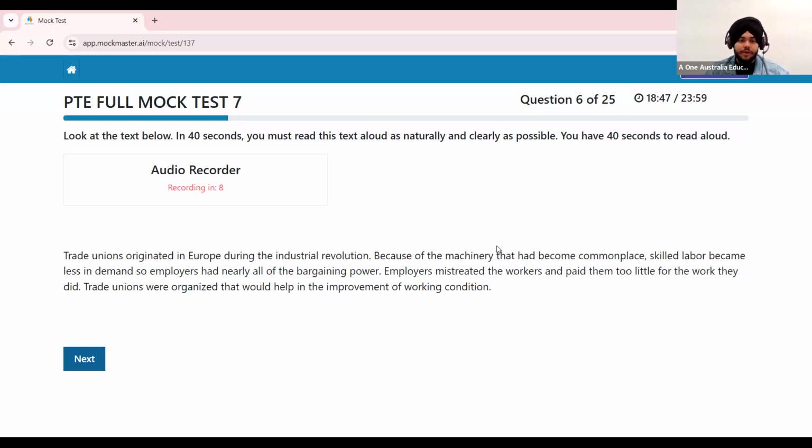Trade unions originated in Europe during the Industrial Revolution. Okay? So I want you to speak clearly. Trade unions originated in Europe during the Industrial Revolution. Because of the machinery that had become commonplace, skilled labor became less in demand, so employers had nearly all of the bargaining power. Employers mistreated the workers and paid them too little for the work they did. Trade unions were organized that would help in the improvement of working conditions.